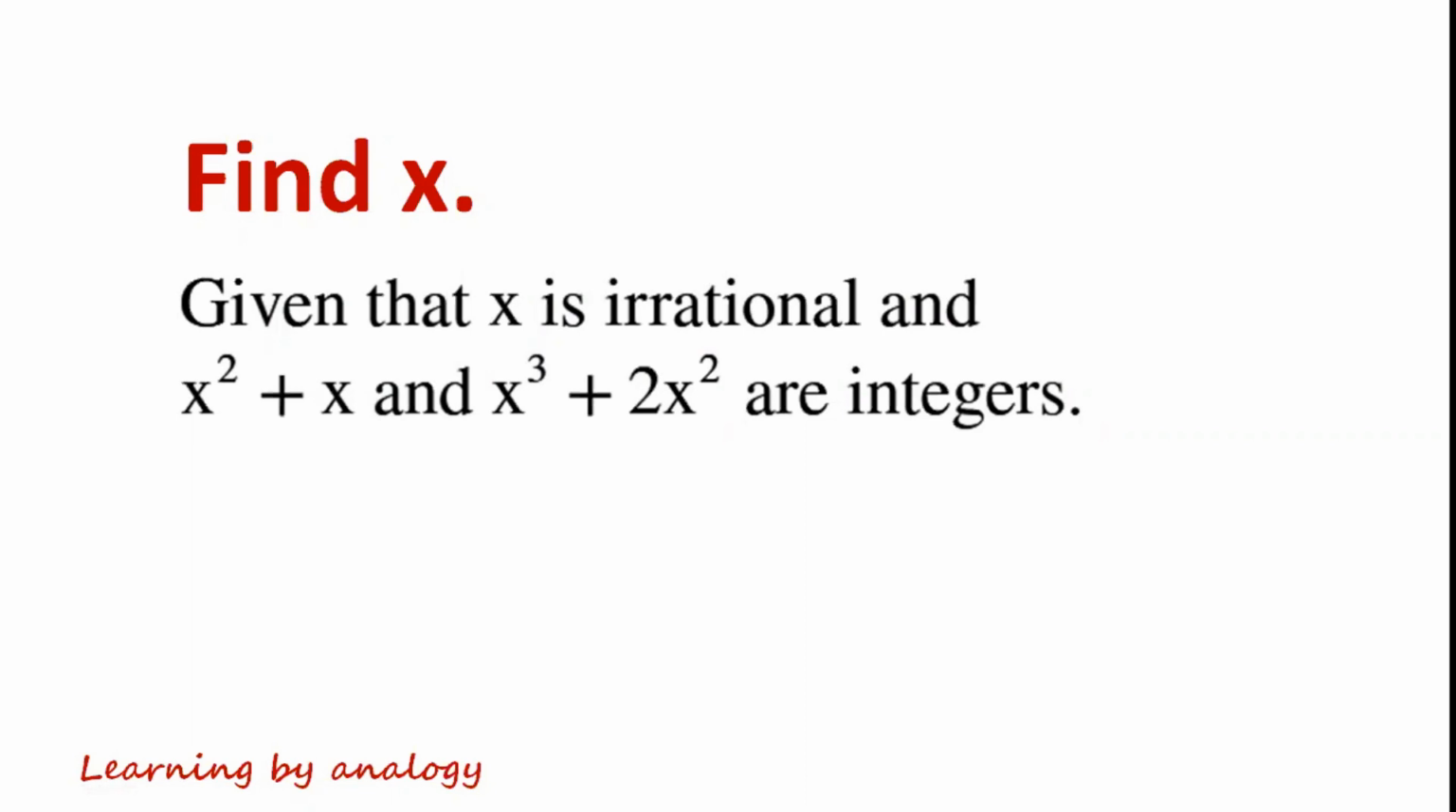Given that x is irrational and x squared plus x and x cubed plus 2x squared are integers, find x.